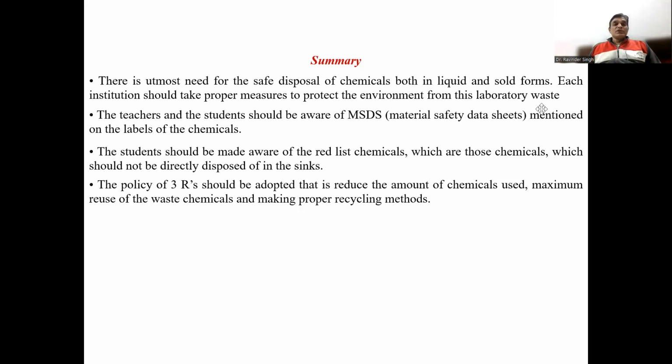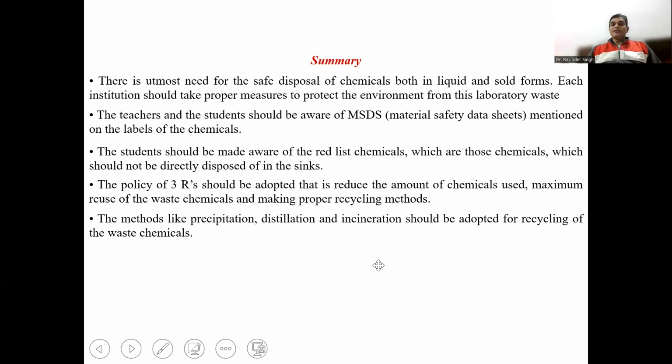So the policy of the 3 Rs, that is part of the social outreach program, to spread the awareness about environment protection and about the uses of the chemicals, because that causes pollution in the environment. For pollution protection, we must adopt the policy of the 3 Rs. So the 3R policy must be adopted, that is to reduce the amount of the chemicals, to maximize reuse of the waste chemicals, and to make proper recycling methods. Methods like precipitation, distillation, and incineration should be adopted for recycling the waste chemicals.